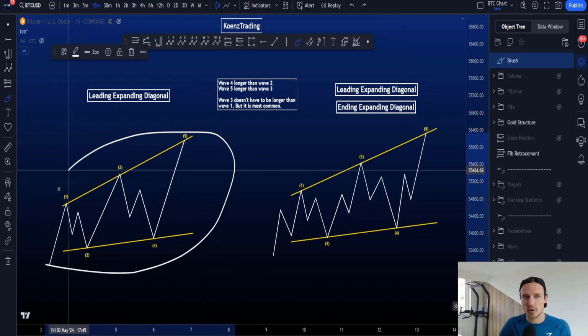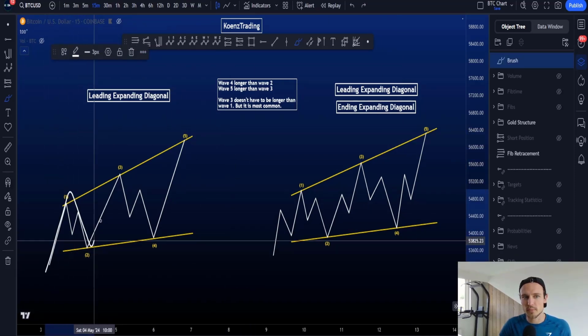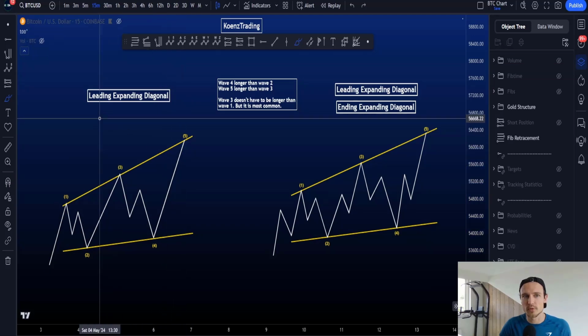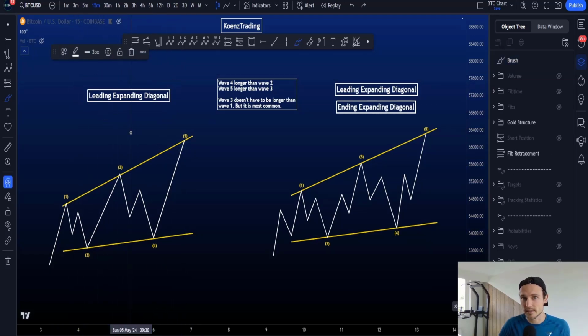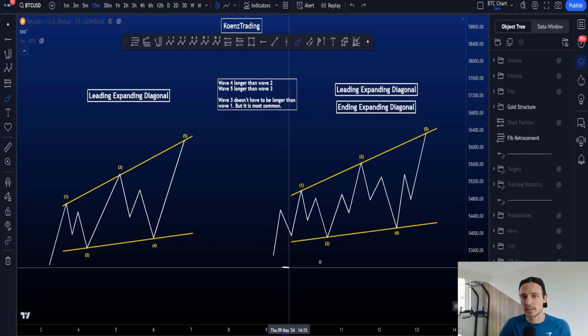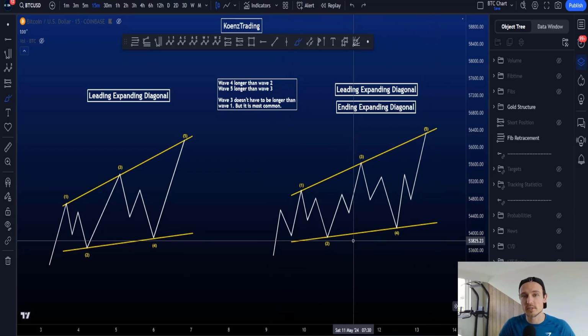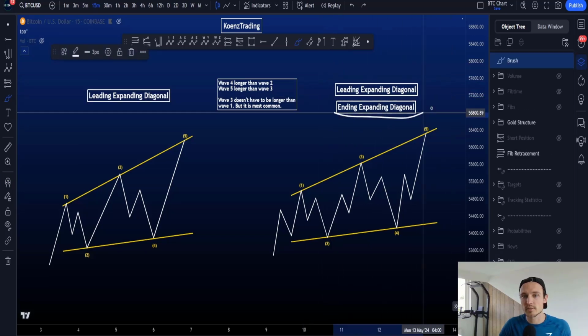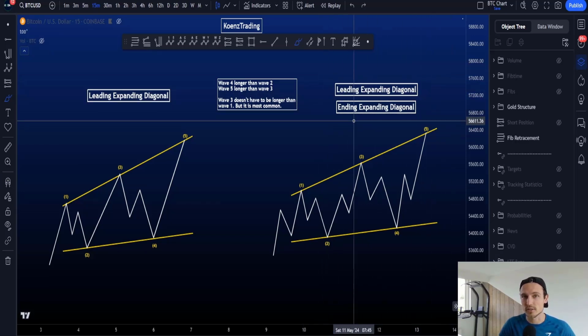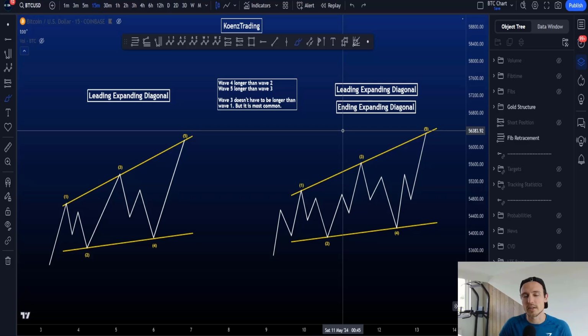Now this scenario over here, where we have an impulse, 3-wave impulse, 3-wave impulse, can only be part of a leading expanding diagonal, while the scenario here where all of the waves are zigzag structures can be a leading diagonal structure as well as an ending diagonal structure. And a leading diagonal appears in wave 1 or wave A, and an ending expanding diagonal can appear in a wave C or a wave 5.